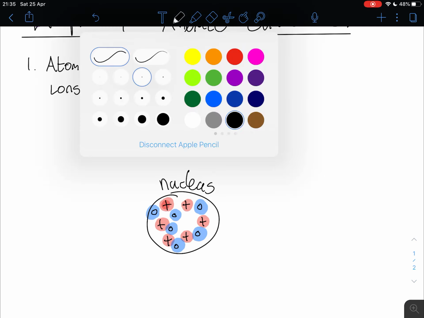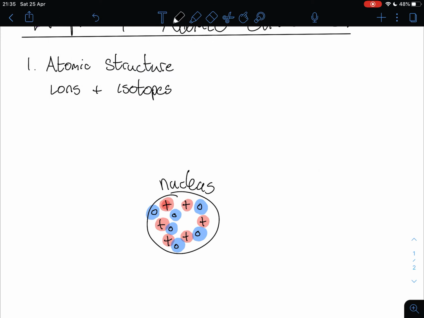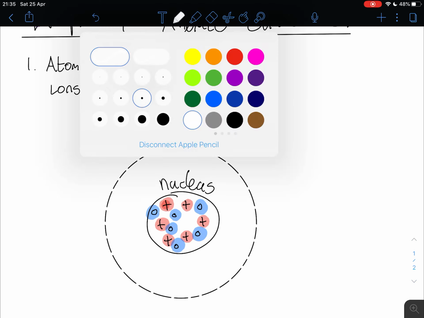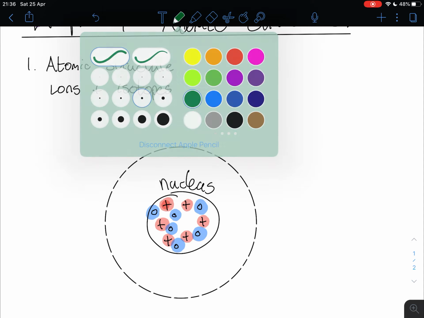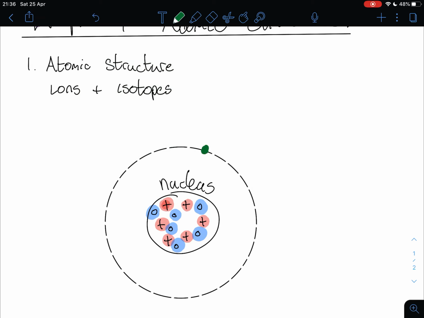And then, as Mr. Dolan's already taught you, round the outside we have orbiting. Let's get this right, put it central there, and we're going to choose a chunky white. I'm going to turn it into a dotted line. We have the first of the shells, and it was Niels Bohr who gave us this idea that electrons exist in shells. I usually draw electrons blue, but given that the neutrons have got it, I'm going to go with green. So we have in orbits, electrons orbiting.